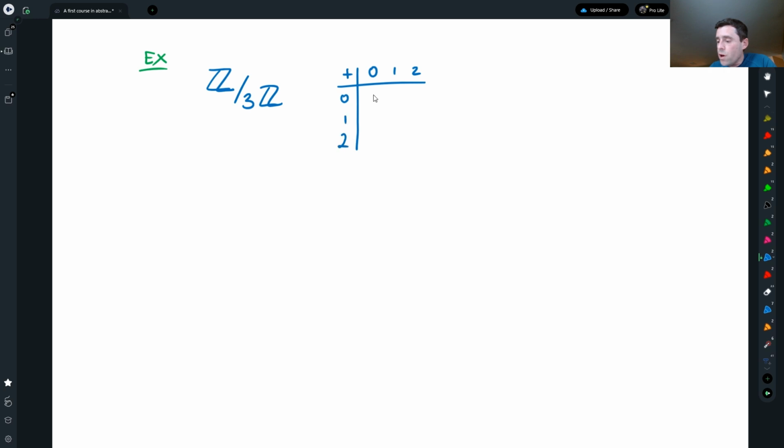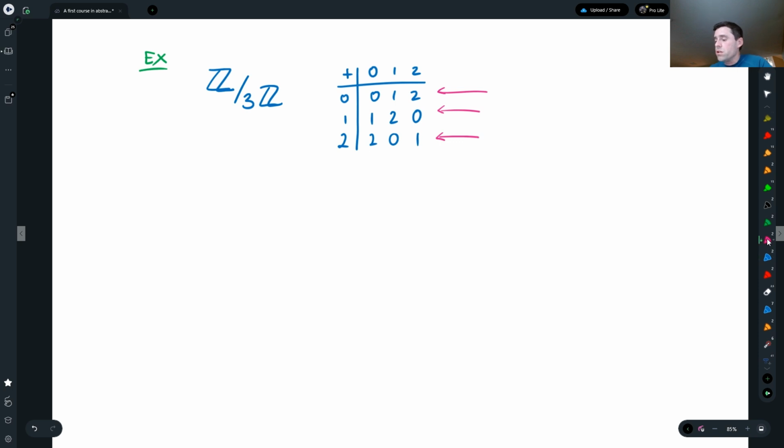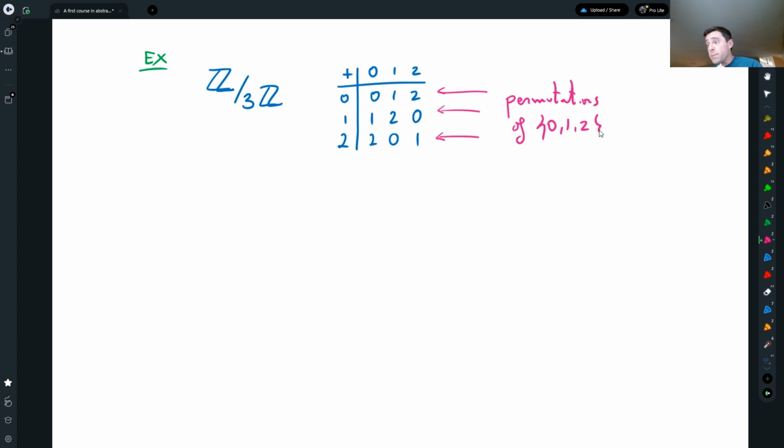0, 1, 2, 0, 1, 2, 1, 2, 1. 1 and 1 is 2, 1 and 2 is 0, 2 and 1 is 0, 2 and 2 is 1. And then notice that each one of these rows is, well, they are permutations of the numbers 0, 1, 2, of the elements of Z modulo 3.